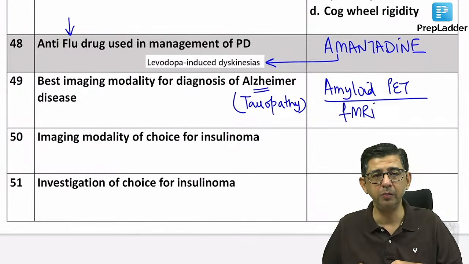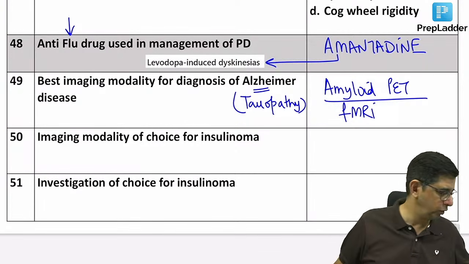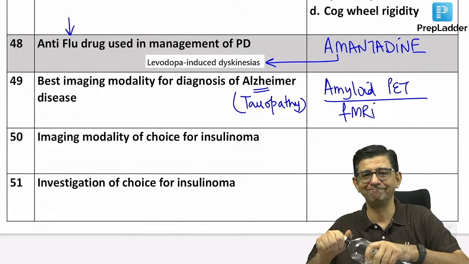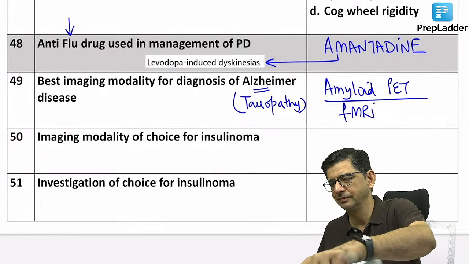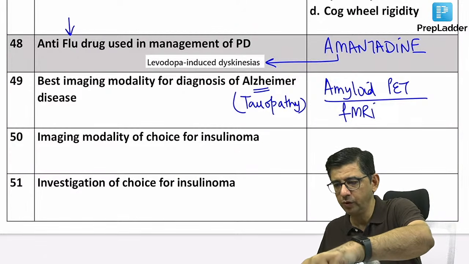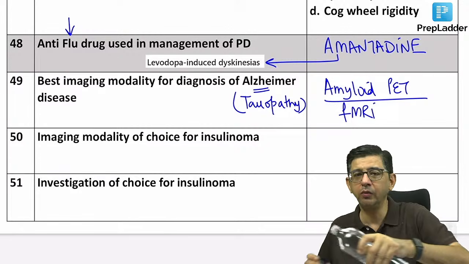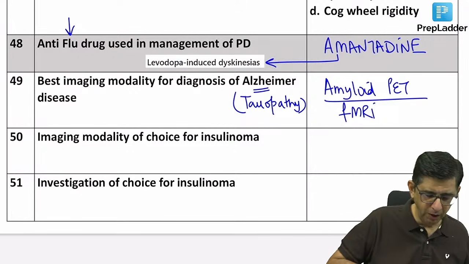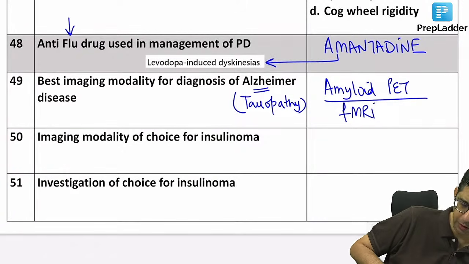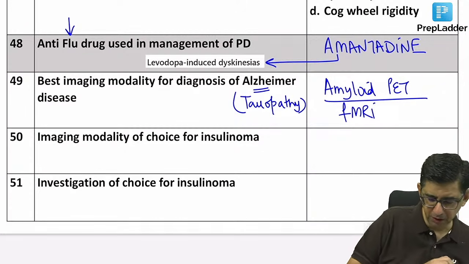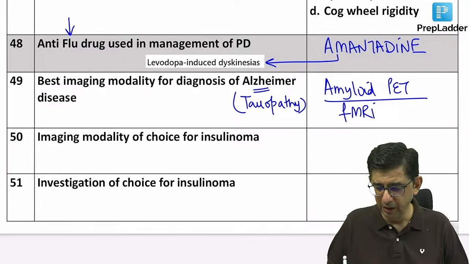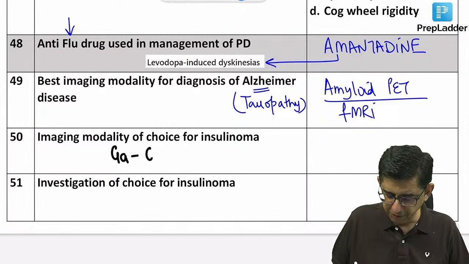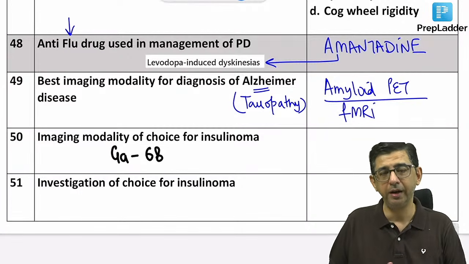The next one talks about the imaging modality of choice for insulinoma. Yes, guys. For insulinoma. This would be a pancreatic neuroendocrine tumor. One of the most common functioning pancreatic neuroendocrine tumors happens to be insulinoma. What is going to be used as the imaging modality of choice? Endoscopic ultrasound is a good one. MRI is a good one. I think I've updated this. I've explained this multiple times. This is a hot favorite of your examiner, guys.